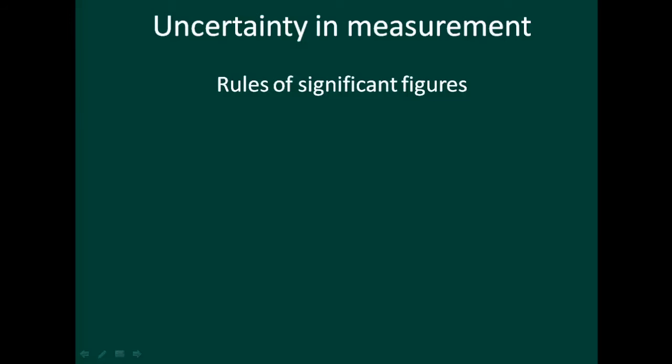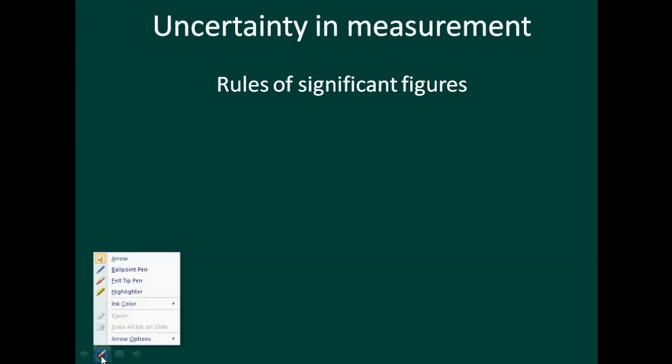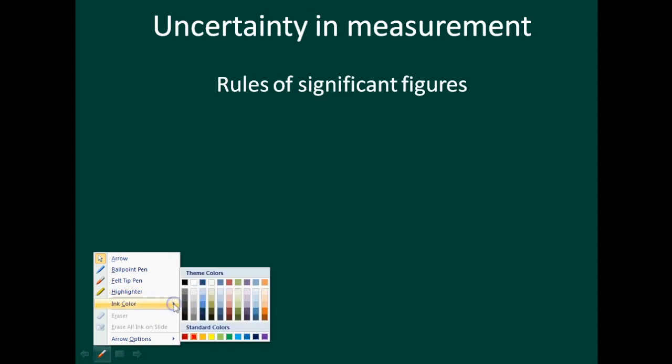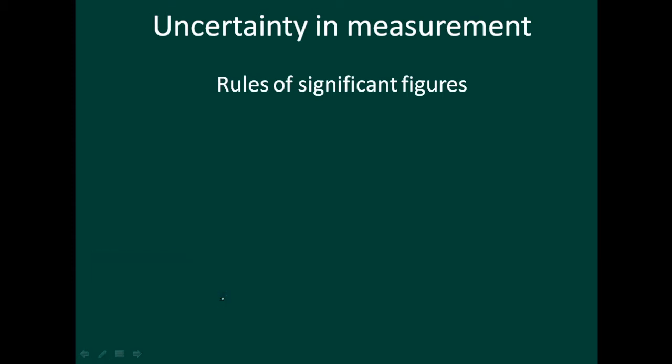I am explaining to you about uncertainty in measurement. In that, I explained the scientific notation, and in scientific notation I explained exponent form, correct? I have already explained exponent form, so scientific notation is over. Now I want to explain to you about significant figures.